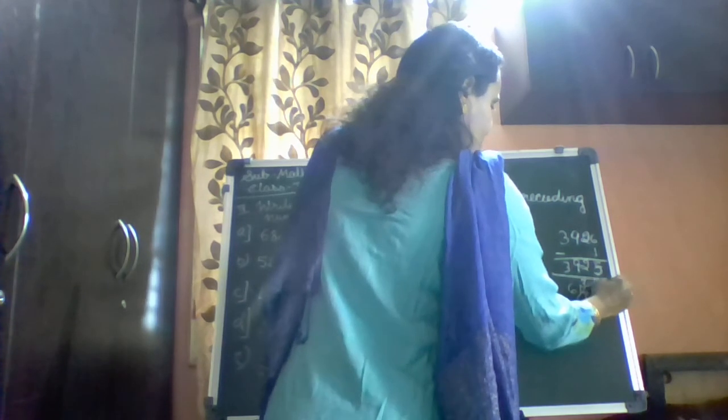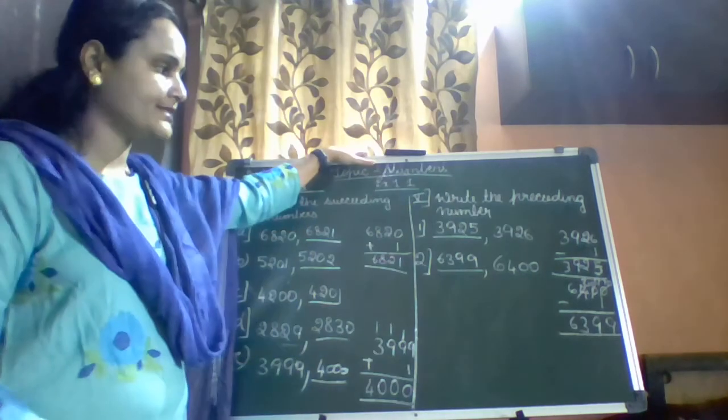Minus 1, I'll just show you. You can't subtract 1 from 0, so you borrow. Here also you have 0, so you borrow from 4. This becomes 3, and 0 becomes 10. Now you borrow again: 10 becomes 9, and the next 0 becomes 10. 10 minus 1 is 9. You have 9 here, then 3, 6. So the number would be 6399.